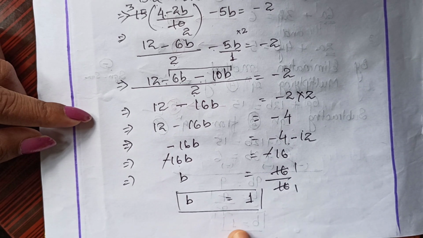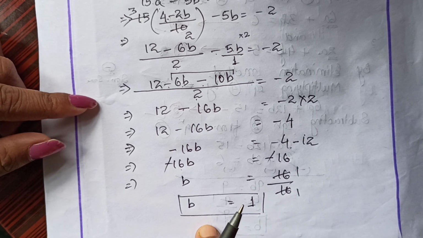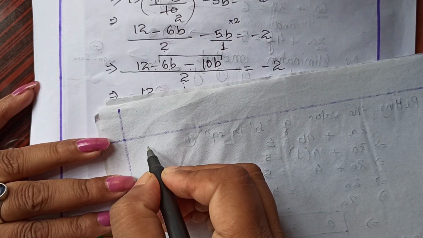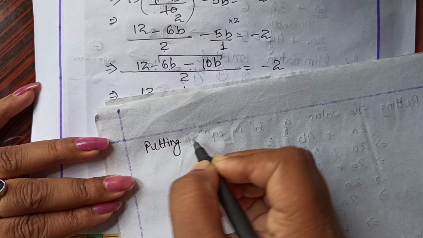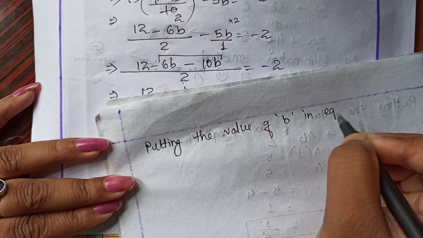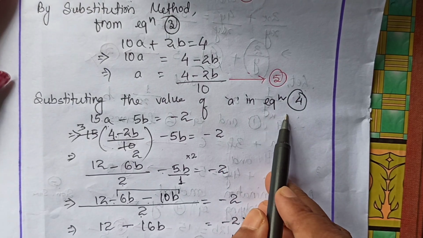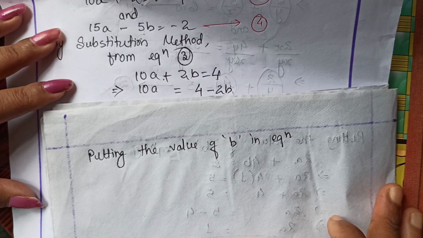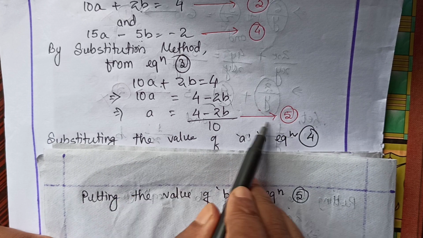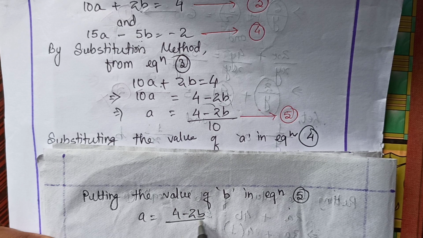Now we have to find the other variable, that is A. So how will we find it? We will write the next step, that is putting the value of B in an equation. Which equation will we use? In the last step we used equation 4. Now we have to use equation 5. So this is our equation 5, which we will write here: A is equal to (4 minus 2b) by 10.